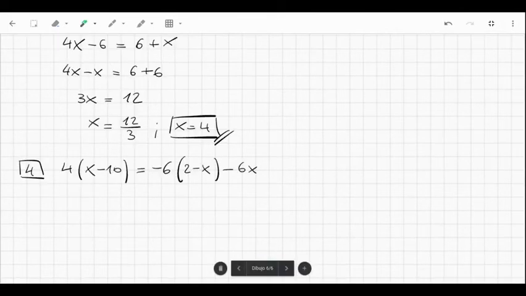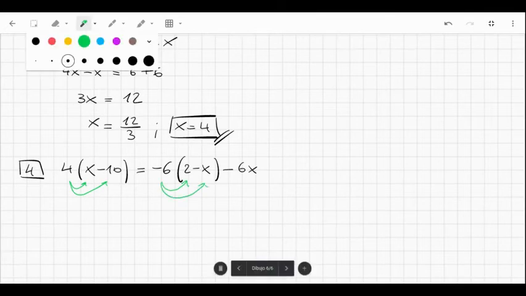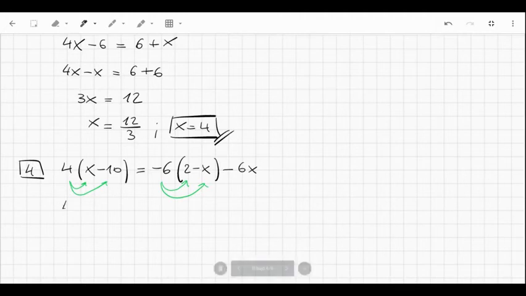Okay, we've got another first degree equation. We proceed with the same methodology. Number 4 will multiply these two terms, so I need to multiply times this and times this, having in mind the rule of signs, okay? And this one the same, multiplies these and multiplies these. So if I start solving the operations, I would obtain 4x minus 40, and this is equal to minus 6 times 2 becomes minus 12. Careful, and then minus 6 times minus x would become plus 6x, minus 6x.